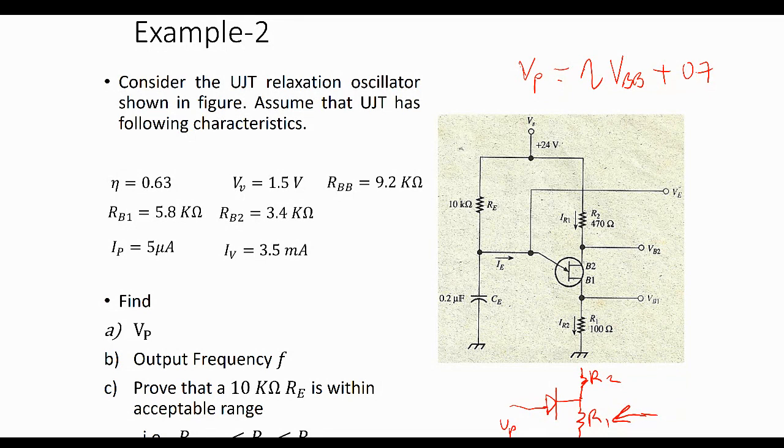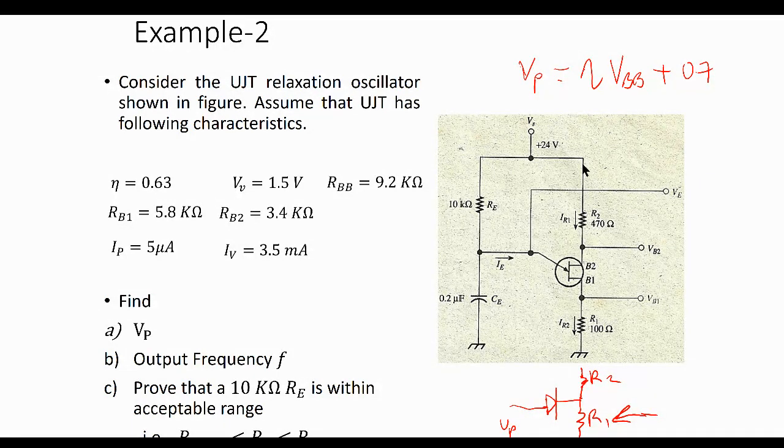For VBB, the voltage across the two bases, B1 and B2, since it is in series with one other resistor, we could use the voltage divider rule to find VBB. Yes, that's exactly what you would need to do.